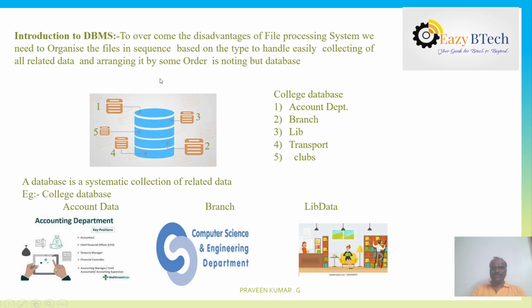We use DBMS. Basically, the blue color represents the database and the remaining labels 1, 2, 3, 4, 5 represent the sub databases. Whereas in the file processing system, we have a huge file system and we have to maintain everything in an unstructured way. To overcome this problem, we go with the database.